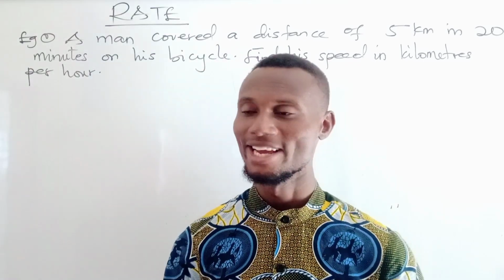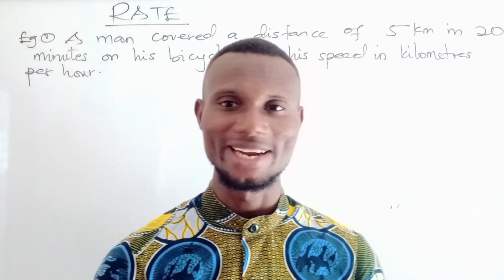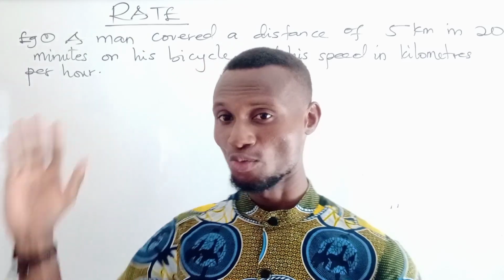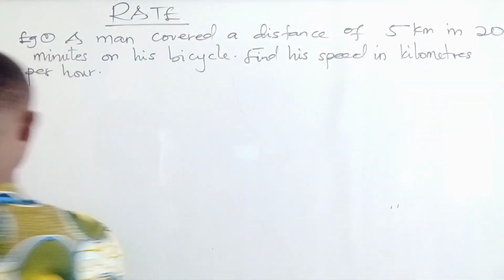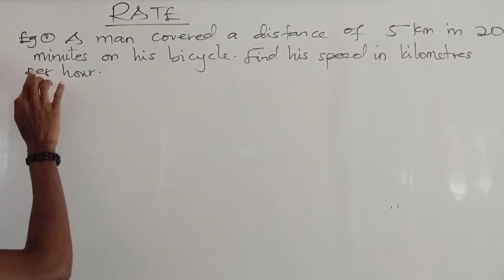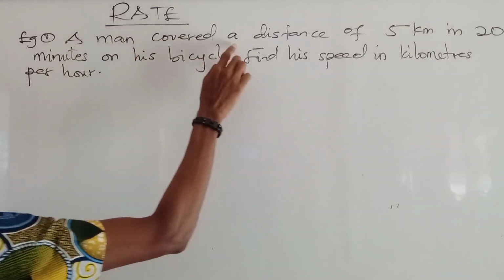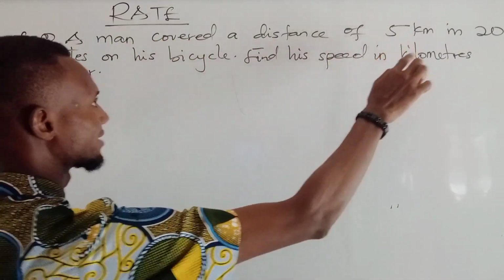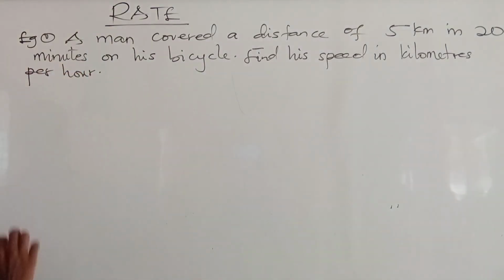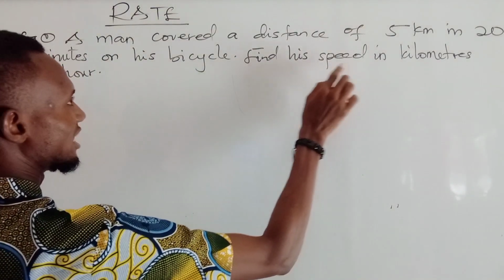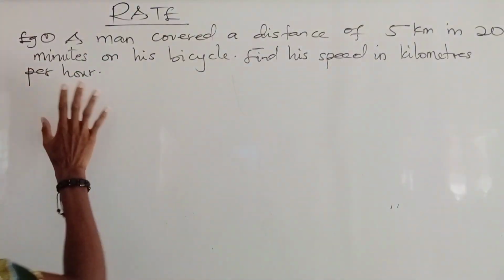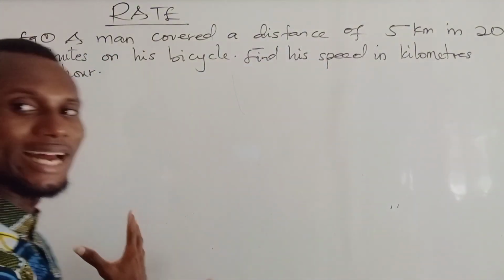So let's go ahead and tackle the example 1 that I have on the board. Let's read the question together. Example 1 says a man covered a distance of 5 kilometers in 20 minutes on his bicycle. It says we should find his speed in kilometers per hour. So that's the question.